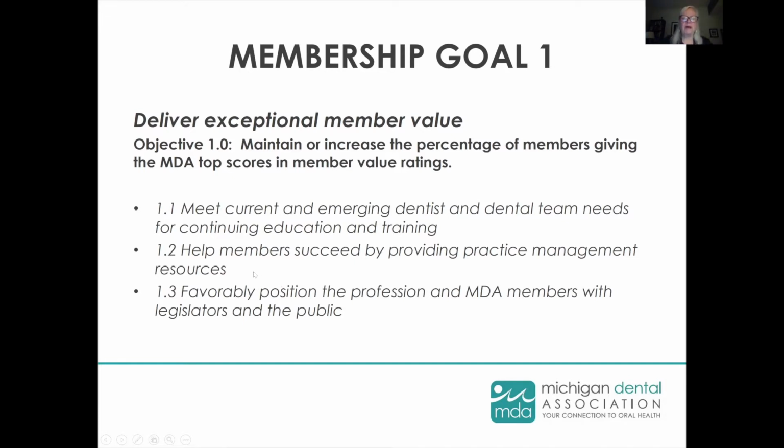And the way we were going about this had 3 strategies. One related to continuing education, one related to helping them succeed by providing practice management resources, and then the third one is to enhance the positioning of the profession and the MDA membership with legislators and the public. So you can see for many of you with your committees, what you do in your committee specifically relates to a strategic plan goal and a strategic plan strategy.